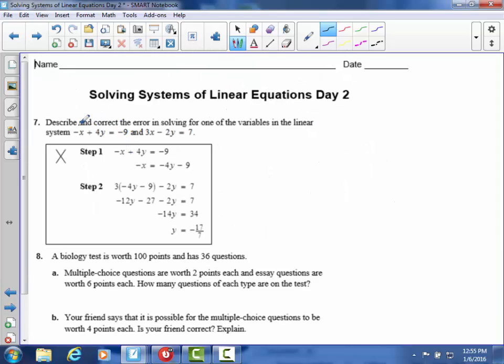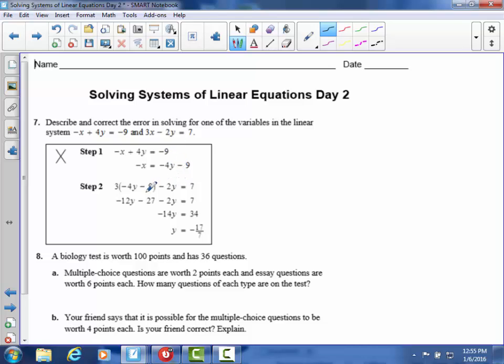Here's number 7. It says, describe and correct the error in solving for one of the variables in the linear system, negative x plus 4y equals negative 9, and 3x minus 2y equals 7. Okay, so the first thing we're supposed to do is solve for one of the variables. Okay, so it looks like here they subtracted the 4y from both sides. Okay, so they did that okay.